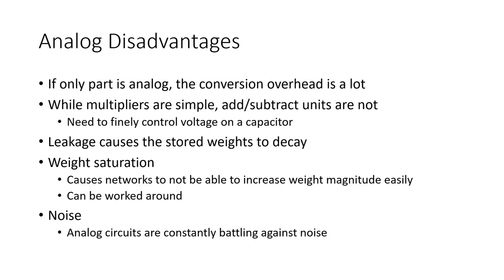Leakage can cause stored weights to decay over time. And there's a thing called weight saturation, which causes networks to not be able to increase their weight magnitude easily. And while it can be worked around, it's an issue when it comes to analog machine learning designs. It's kind of like the weights are just so stuck in what they are that you can't change them. And there's a constant battle against noise in analog circuits.